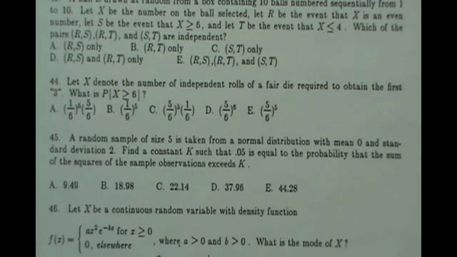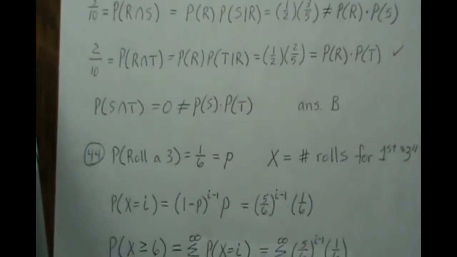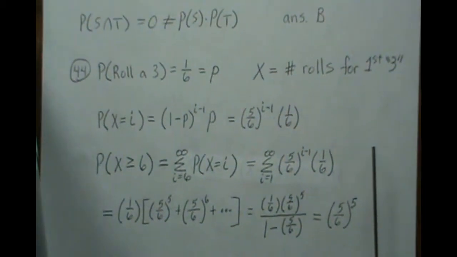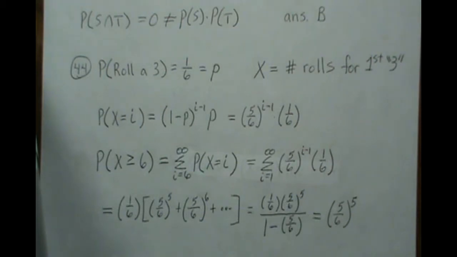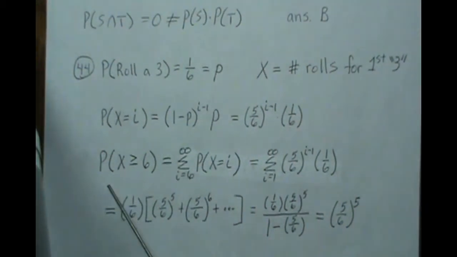Number 44, let X denote the number of independent rolls of a fair die required to obtain the first 3. What is the probability that X is greater than or equal to 6? Number 44, we want to find the probability that X is greater than or equal to 6, where X is the number of rolls it takes to roll your first 3.